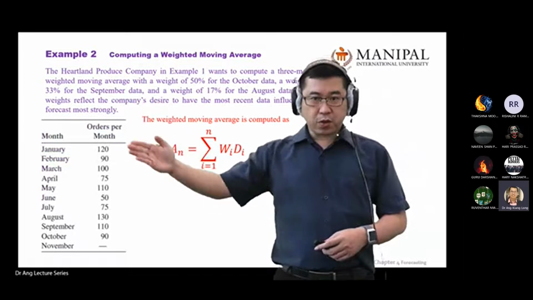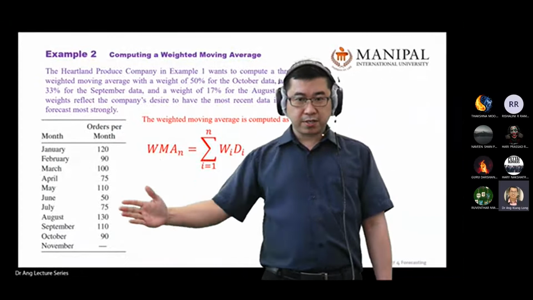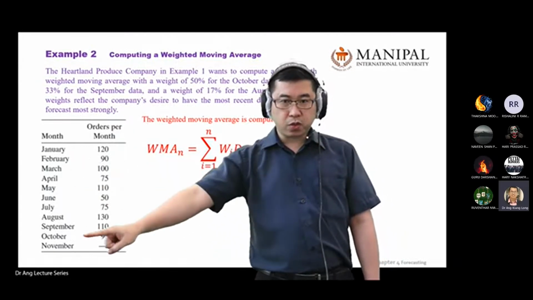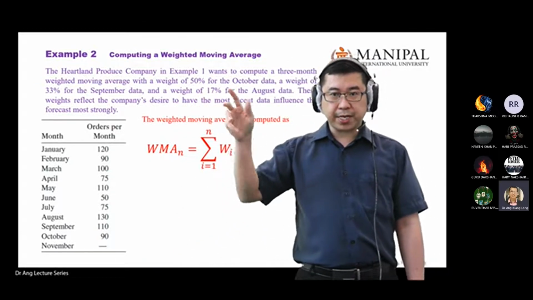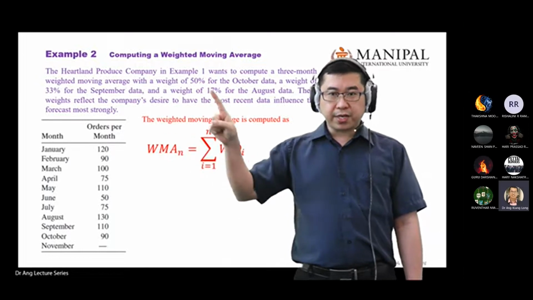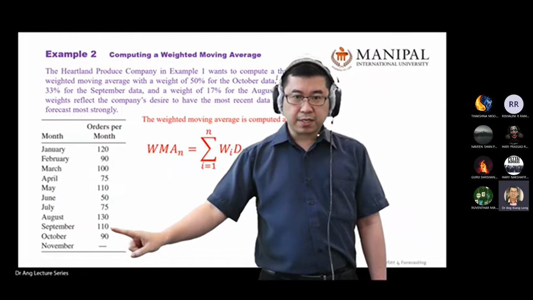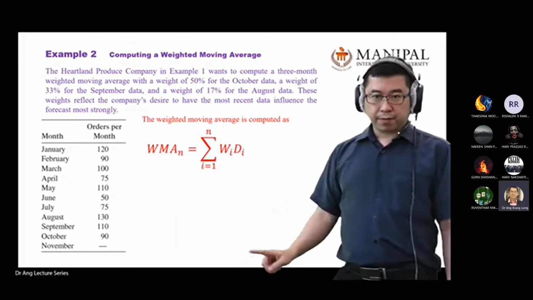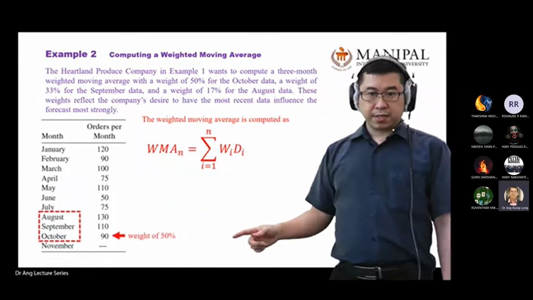Okay, so recall this table from example 1 in your tutorial handouts. You have this demand, January to August. And now your manager asks you to calculate forecasting based on weighted moving average, with 50% for October, 33% for September, 17% for August. So you use this table to calculate.